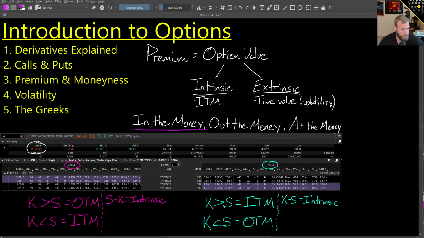That is an anomaly, it does happen, but essentially you can typically use the corresponding option. Let's use this one instead. So let's say you want to look at this 391 call and you say, okay, this is trading for $9.55. What is the corresponding out of the money put trading for? $7.70. So that's roughly the extrinsic value of this option.